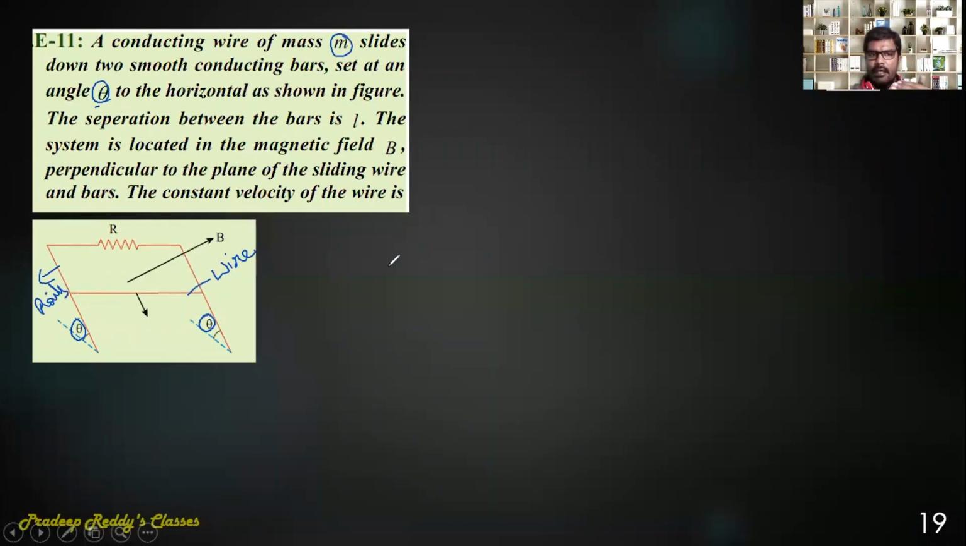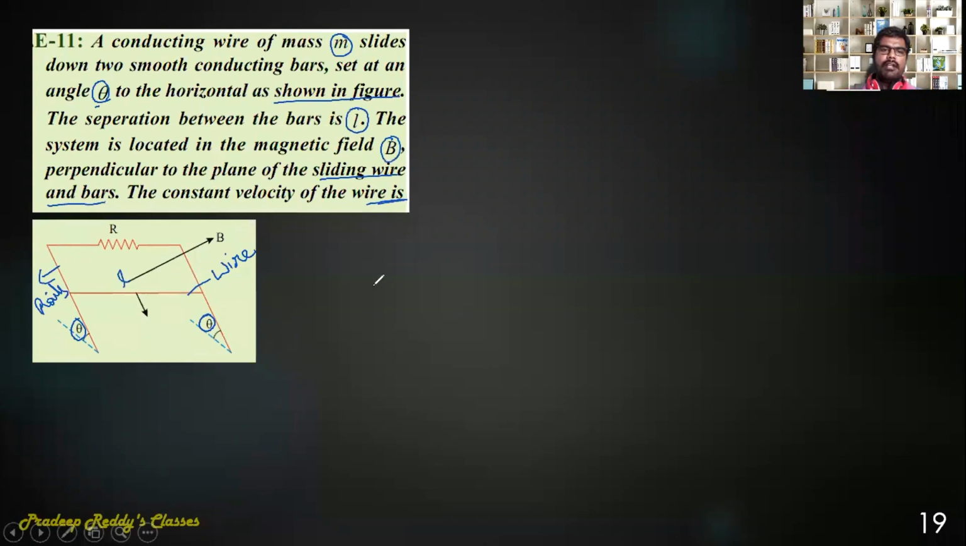As the wire is sliding down on the rail, obviously the area of cross section would undergo change. It produces some EMF, as shown in the figure. The separation between the bars is L. This length is L. The system is located in magnetic field B, perpendicular to the plane of the sliding wire and bars. The constant velocity of the wire is v.